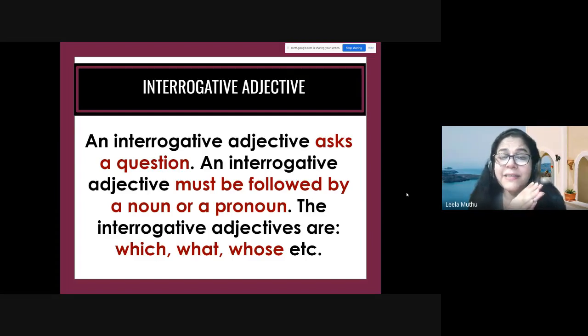But these interrogative words, when they are followed by a noun, are used as interrogative adjectives. They should be followed by a noun or a pronoun. What way did he go? What is the adjective. Way is the noun. Then you can call it an interrogative adjective because you have used it to ask a question followed by a noun.